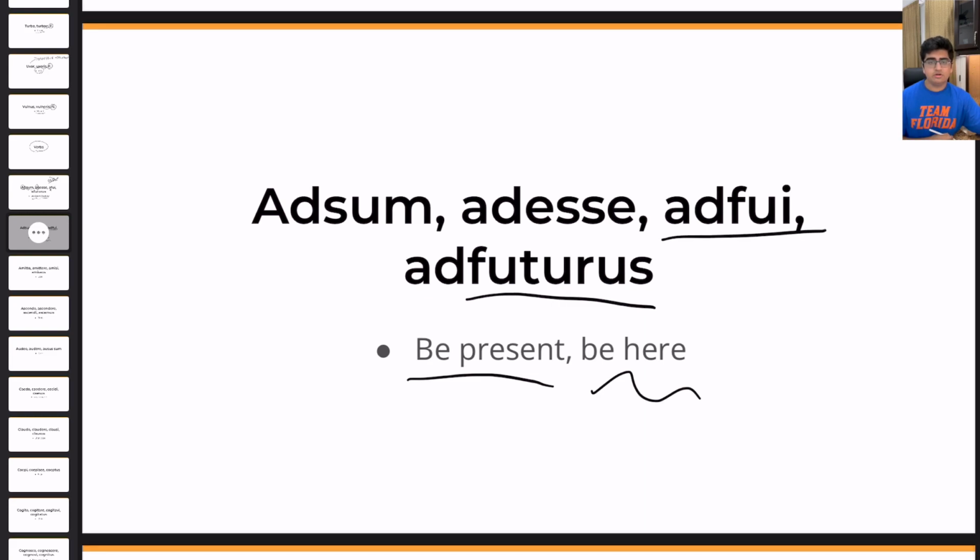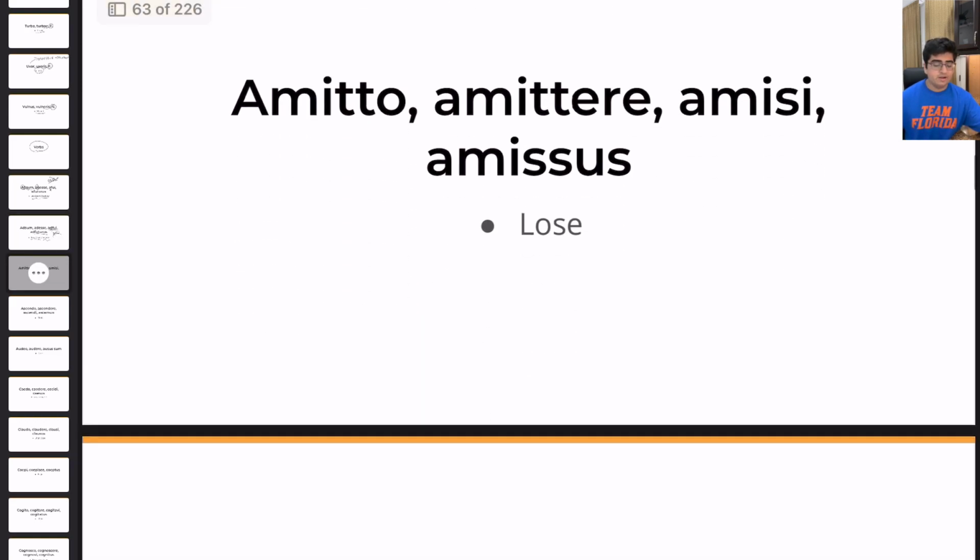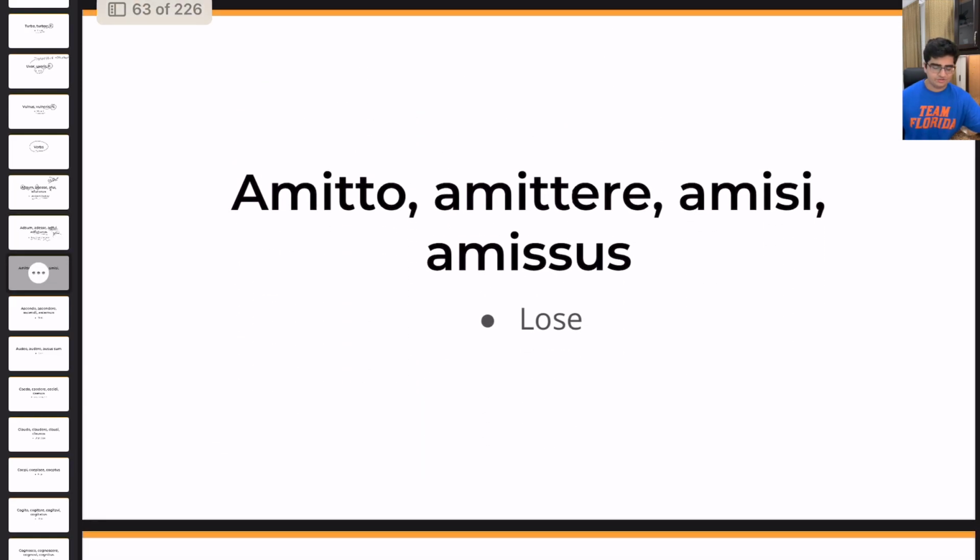In this case, the third principal part actually does have the D. It is not afui. We know afui is actually the absum part, not the adsum part. So next, we have a repetition of another word which we saw in our Vocabulary 1 Regional Study Guide. Amitto, amittere, amisi, amissus. Again, this is another compound verb with mitto, and it basically means to let loose.